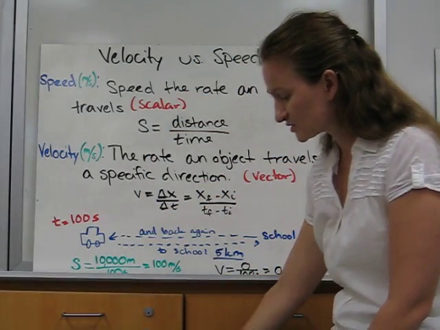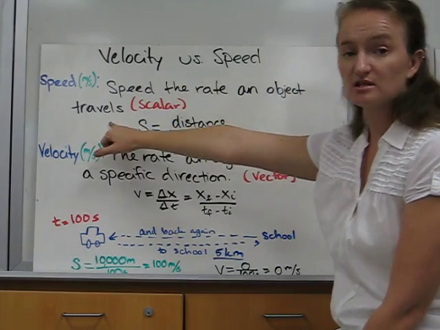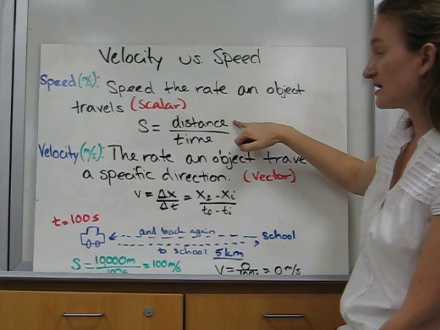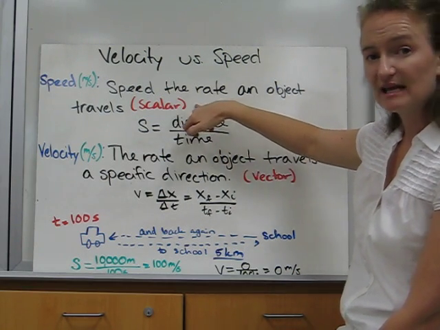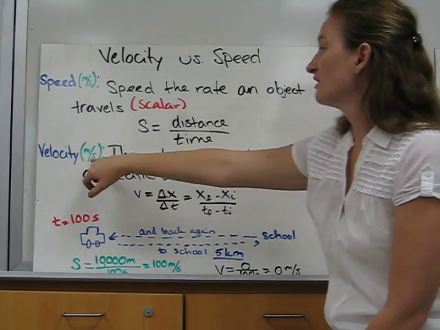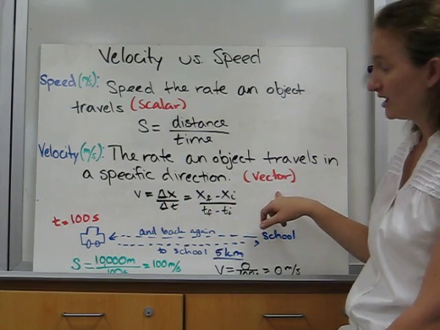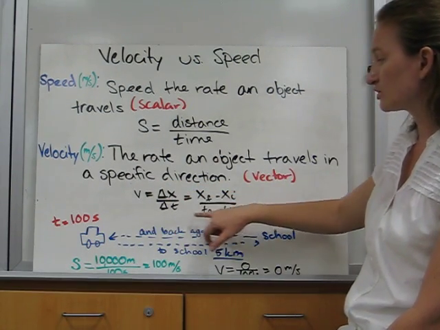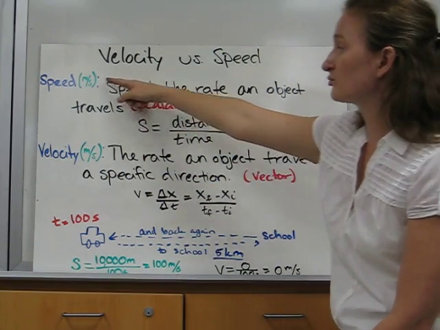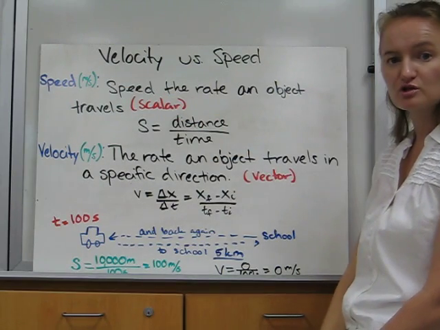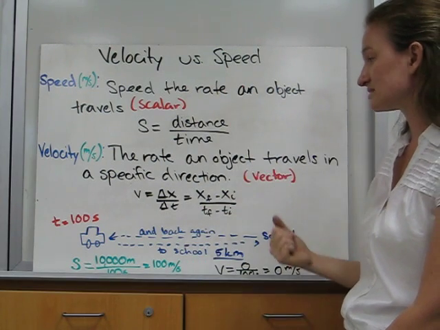So velocity versus speed, what exactly is the difference? Well, speed is the rate at which an object travels. So the speed would simply be how far you traveled over how long it took you to get there. And that would just be a scalar. It doesn't matter which direction you moved. Velocity would be the rate an object travels in a specific direction. So it's your change in position over your change in time. Of course, speed is a scalar, velocity is a vector, but both of them are still measured in meters per second. It's whether or not you give a direction that determines if it's a vector or a scalar.